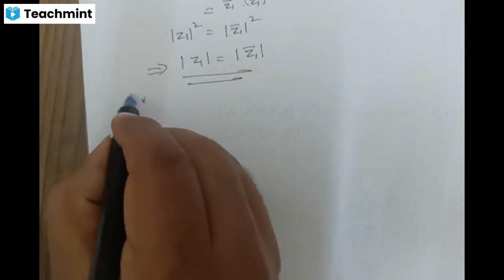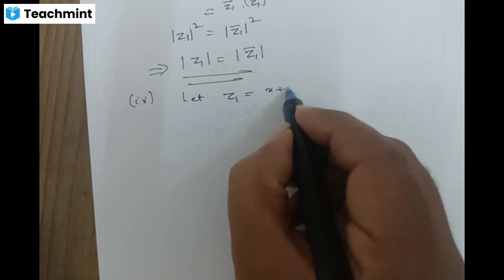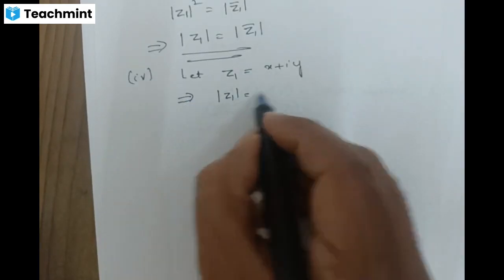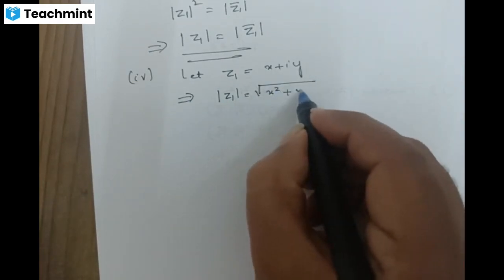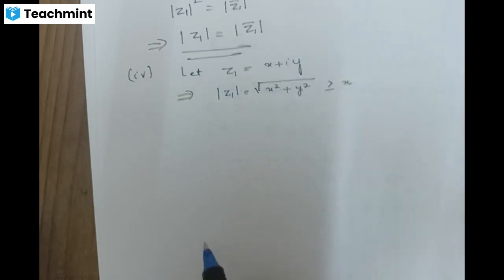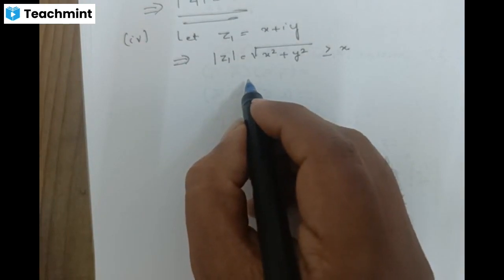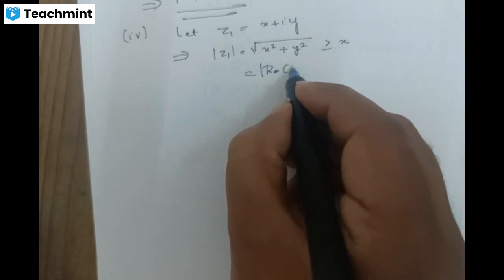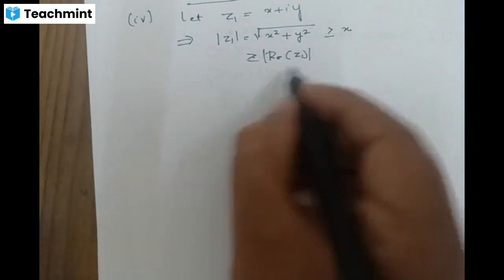So for proving the fourth condition, I will take z1 equal to x plus iy. Okay. Then what about modulus of z1? Modulus of z1 means root of real part whole square plus imaginary part whole square. This is always greater than or equal to x, which is the real part of z1.